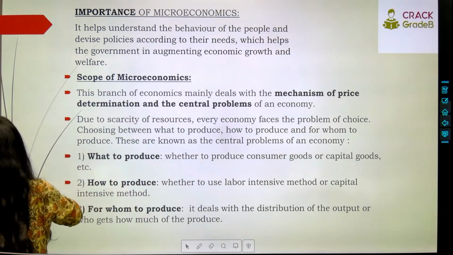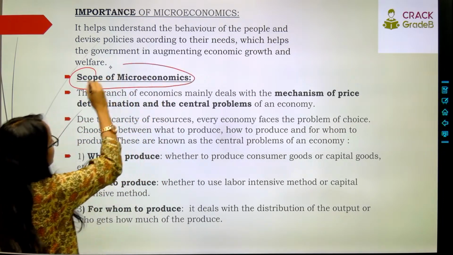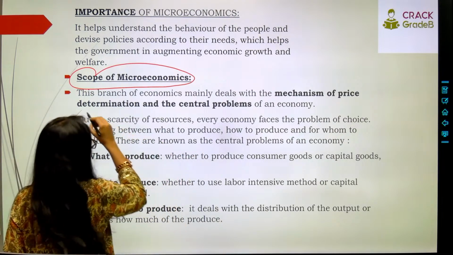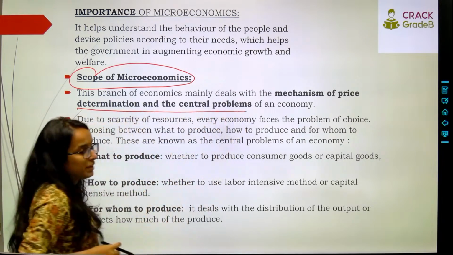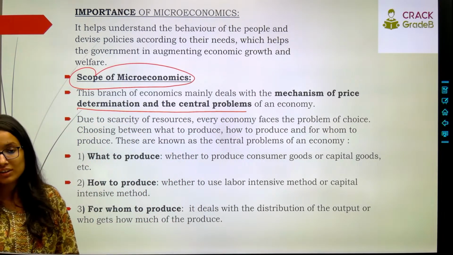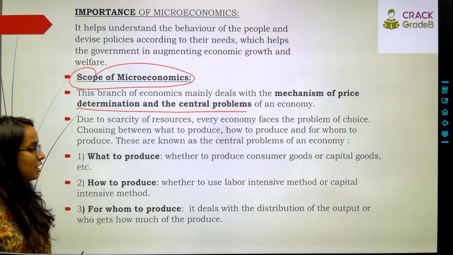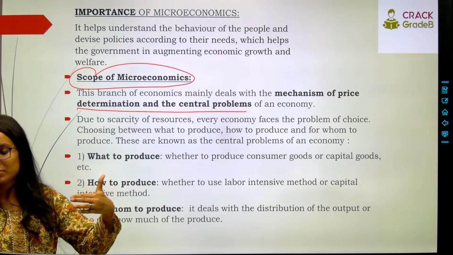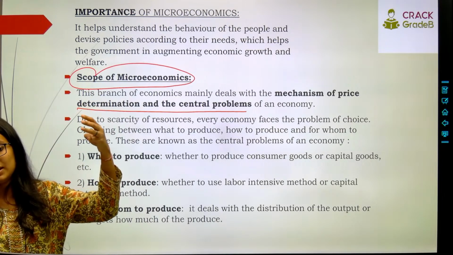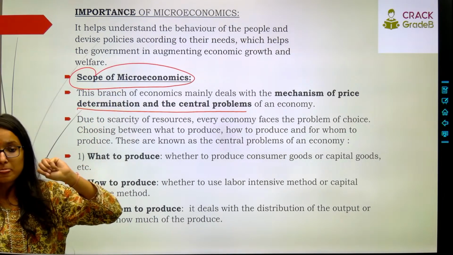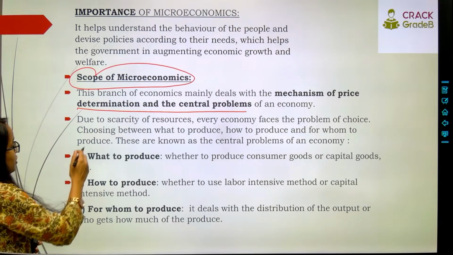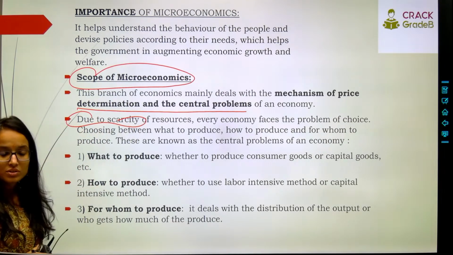Then we have the scope of microeconomics. This is the branch of economics which mainly deals with the mechanism of price determination and the central problems of the economy. Now, as I discussed with you earlier, any economy has three broad central problems: what to produce, for whom to produce, and how to produce. Okay, because we have scarcity of resources.